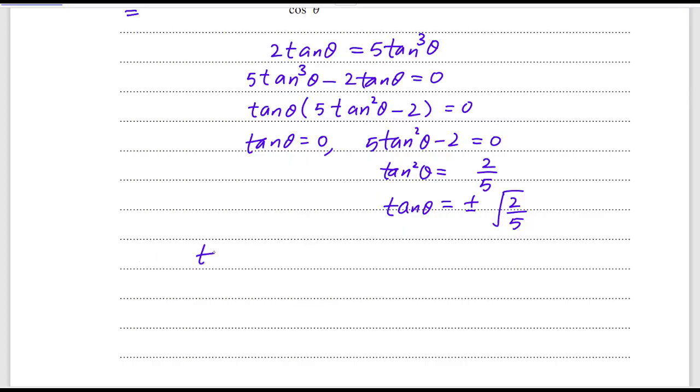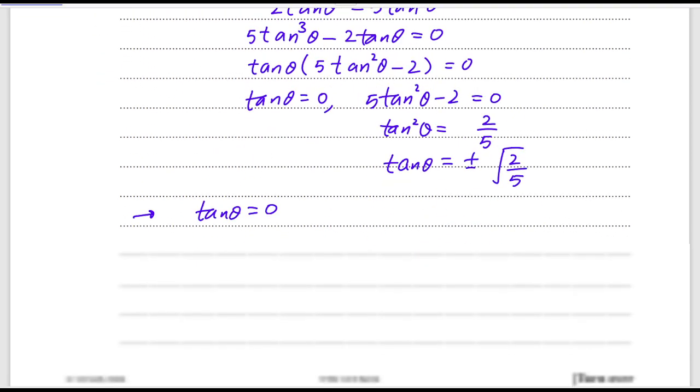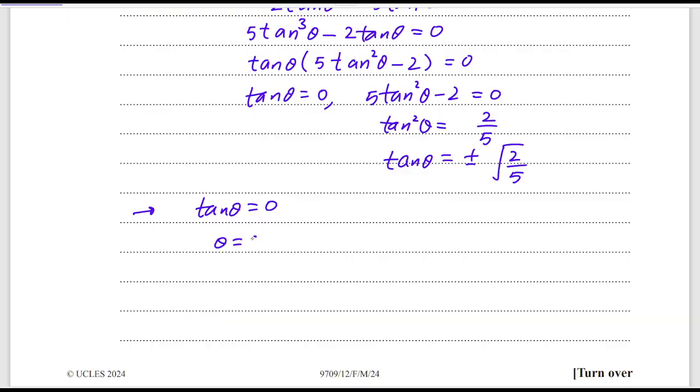For tangent theta equal to 0, we will find the solution of this equation from the graph. In between minus 90 and 90, tangent is 0 only at 0. So the solution of this equation is theta equal to 0. For the next two parts, for the equations tangent theta is equal to positive 2 over root 5 and tangent theta is equal to negative 2 over root of 5, find the basic angle by using a calculator.